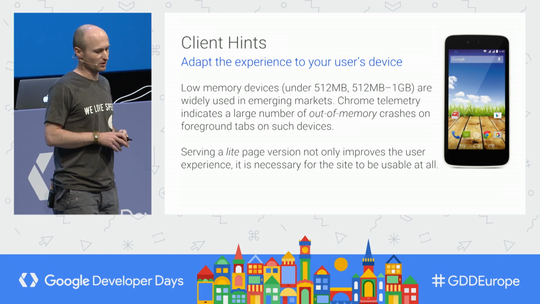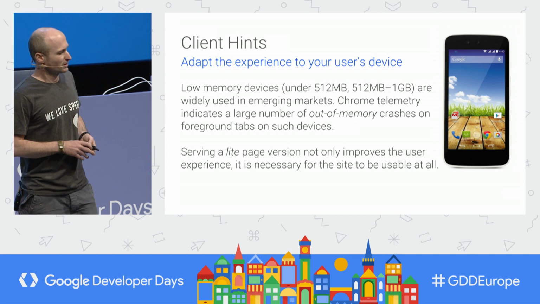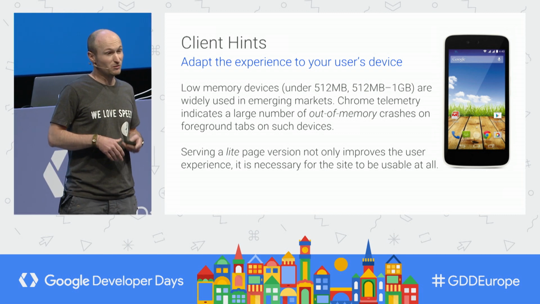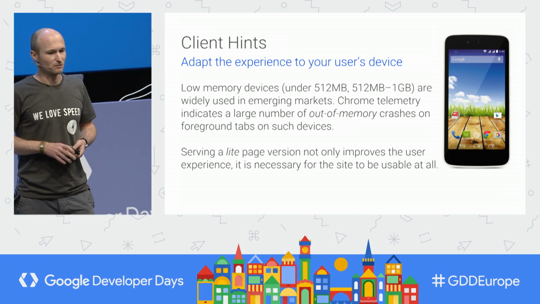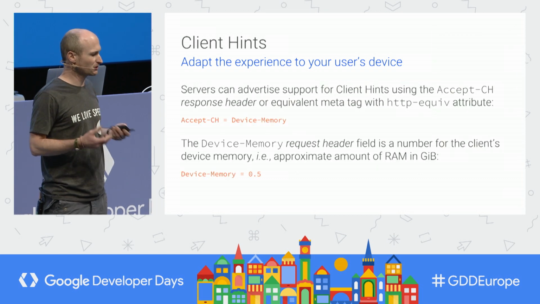So you can see here an Android phone more on the cheaper end of the spectrum. For these kinds of devices, it might be a good idea to maybe not serve super high-res, super RAM-heavy experiences, but maybe adapt it. So how can that work?